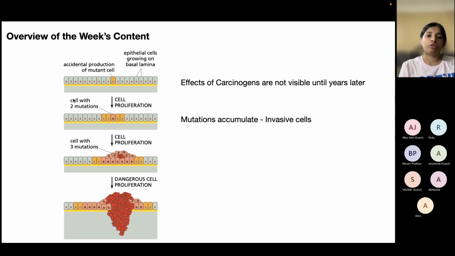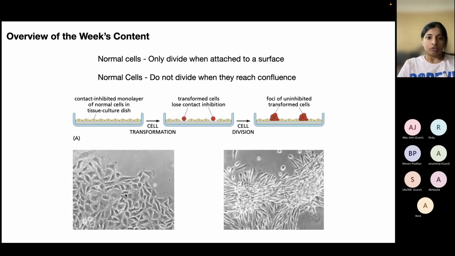So say this is the normal epithelial cells and there is one mutant cell, nothing happens. Now the same cell down the line gains another mutation and another mutation. And ultimately has this one mutation that together makes the cell invasive and completely rogue. So there are two properties in normal cells that the cancer cells seem to defy. This is in regard to replication.